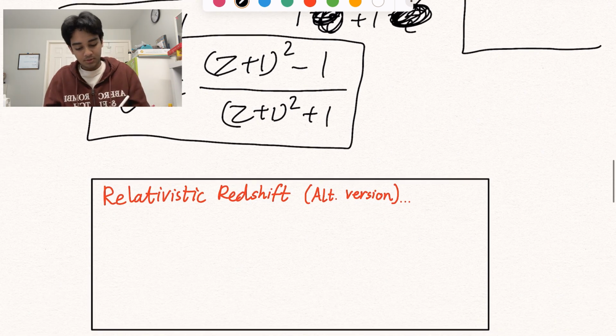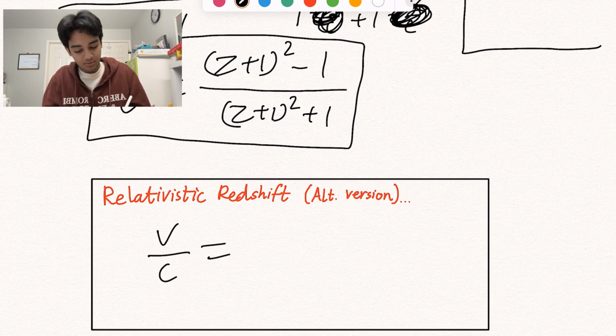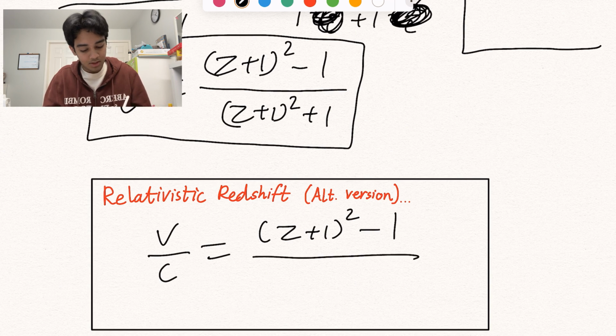The alternate version for the relativistic redshift formula is going to be v over c equals (z plus 1) squared minus 1 over (z plus 1) squared plus 1.